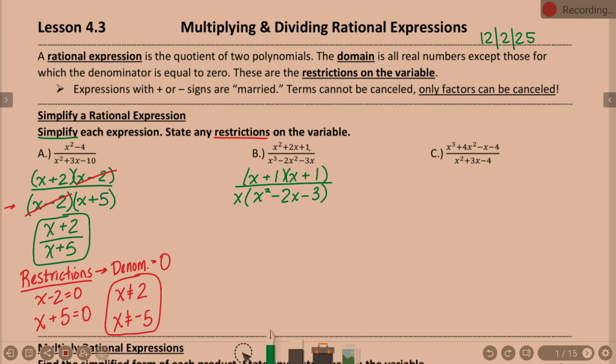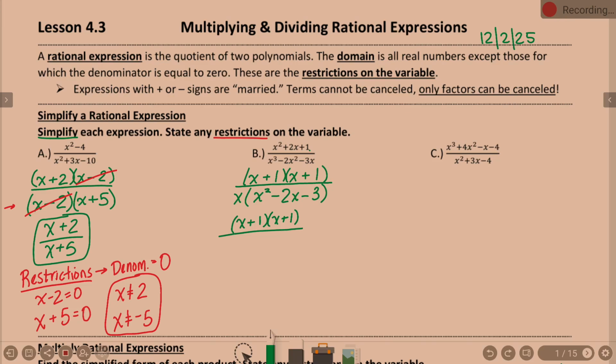Okay. Am I done factoring? Probably not. And here's what I'm going to say, probably not more than anything. Does anything cancel yet? No. I'm not going to say it can't happen, but it's going to be really unusual if nothing cancels. Usually there's something that cancels. So my top stays the same. X plus 1 times x plus 1.